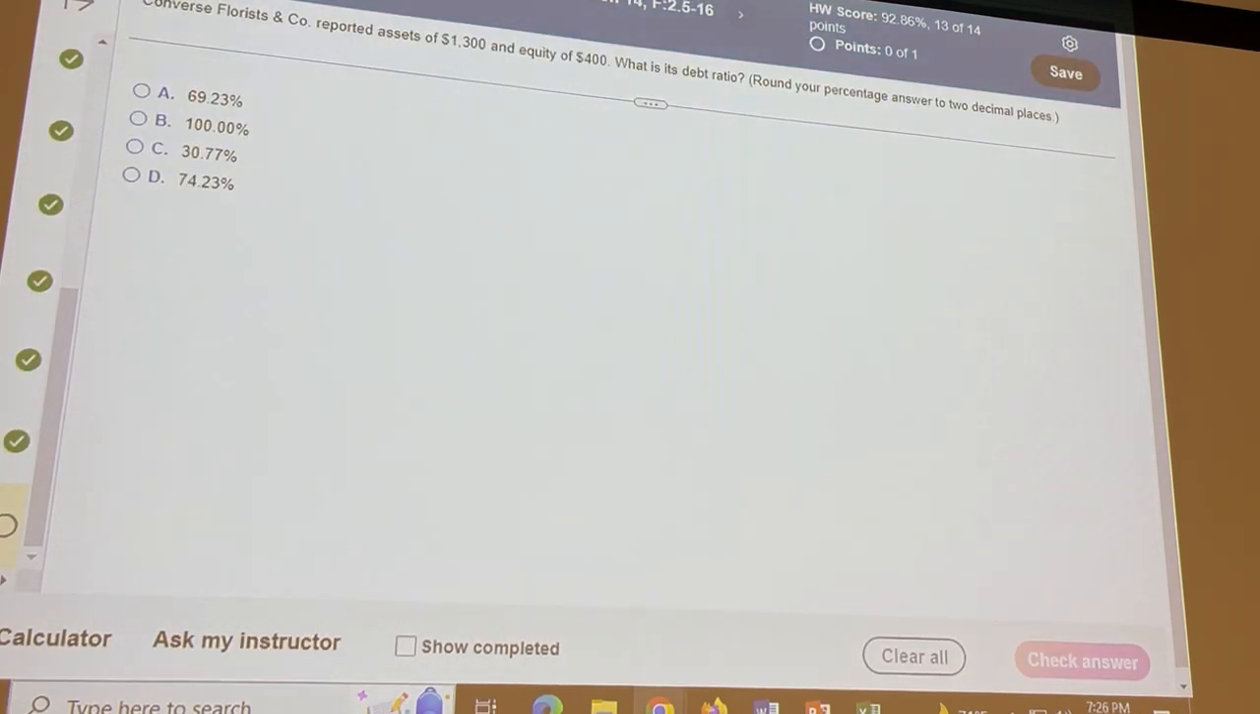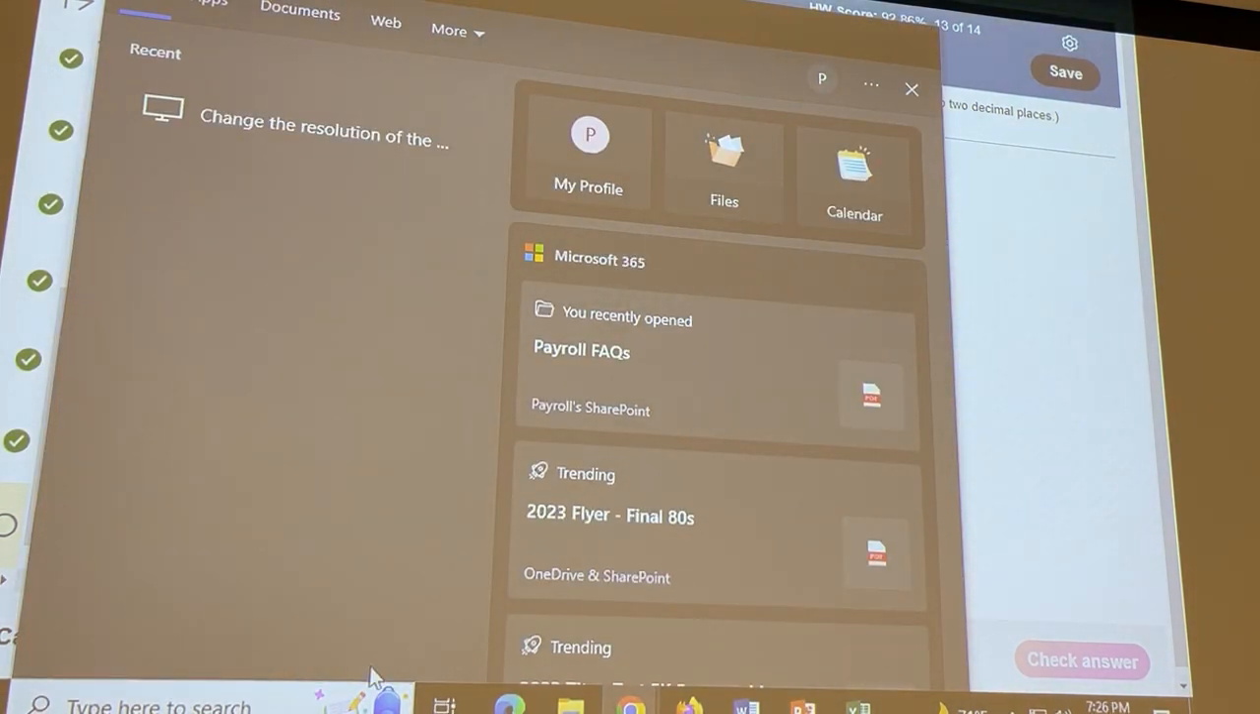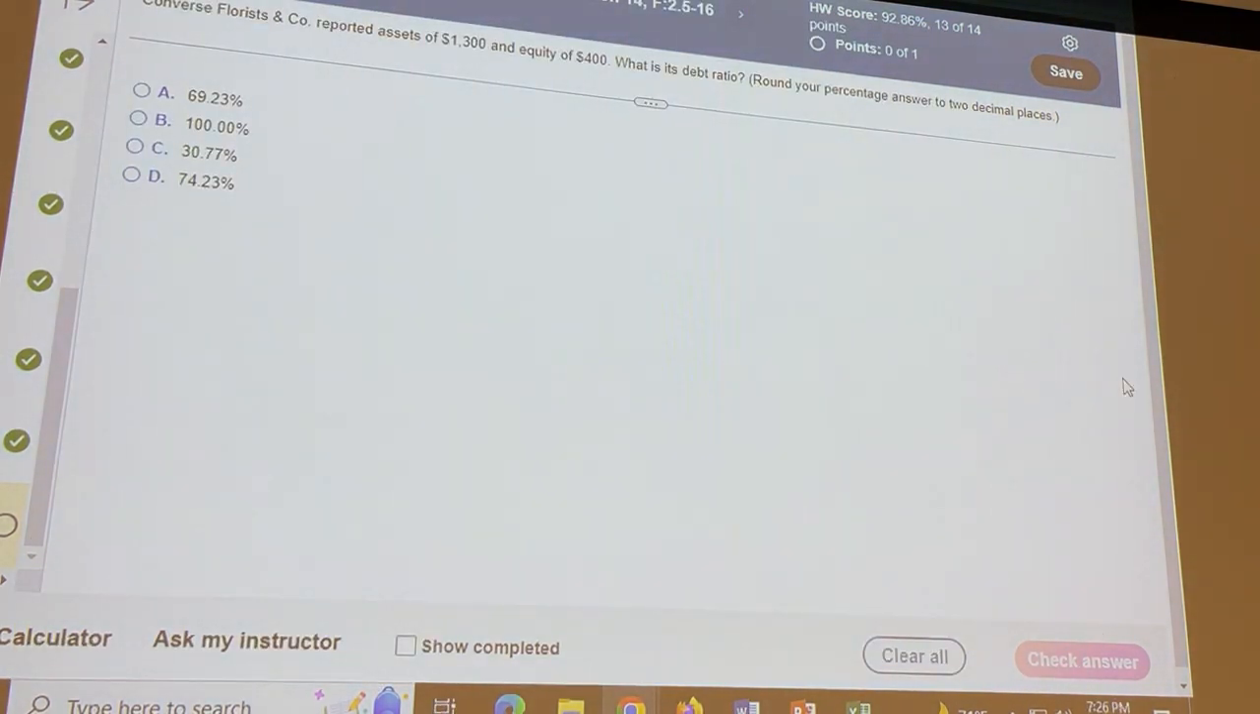Okay, here's one that involves a little bit of math. The company has assets of $1,300 and equity of $400. What is the debt ratio? Well, they don't tell us what the total liabilities are, which we need to do the debt ratio. So we know that if we take assets, 1,300, minus equity of 400, that would give us the total liabilities. So total liabilities would be 900.